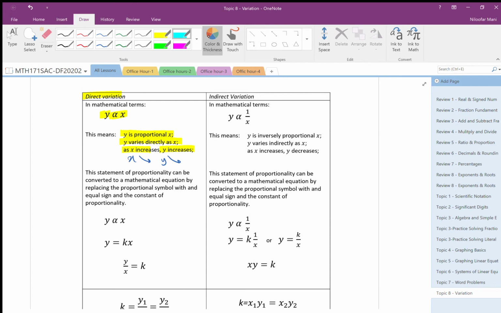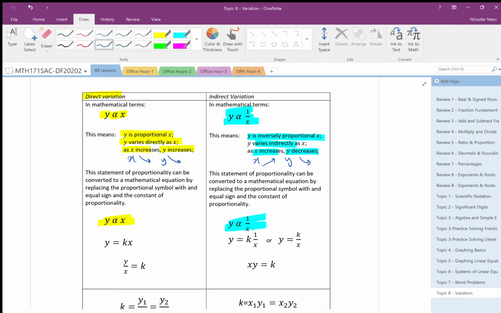Y alpha 1 over x, because y goes up, x goes down here. Okay, so it's this case. And I say y varies indirectly, or I say x increases, y decreases, or x goes up, y goes down. Okay, they change not the same as each other, opposite. So this is what you say when you say direct variation. This is what you say when you say indirect variation.